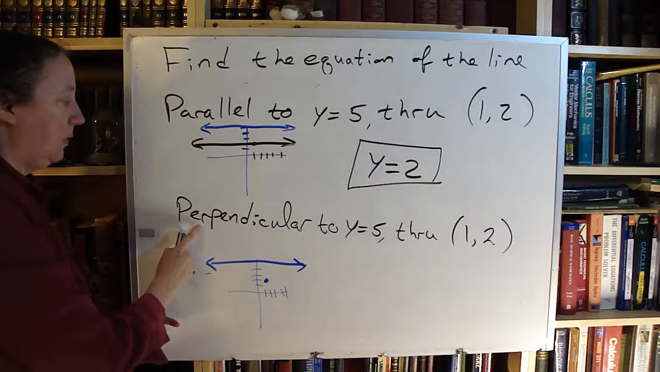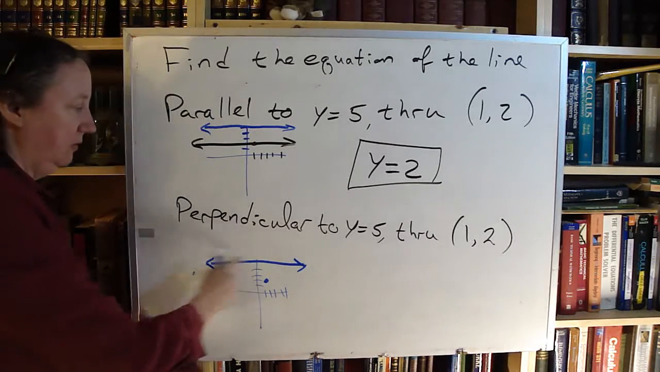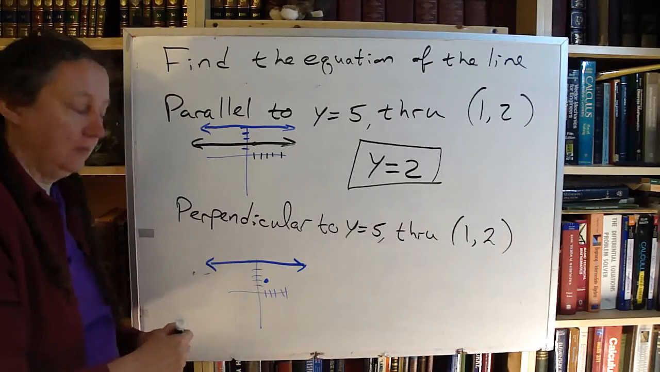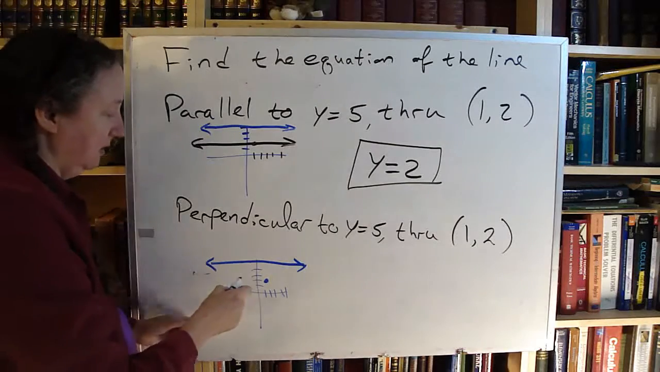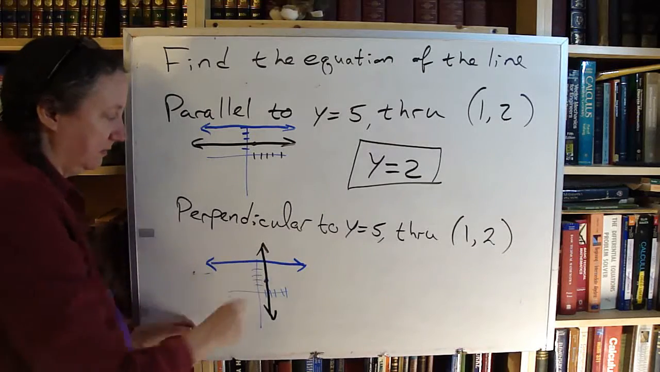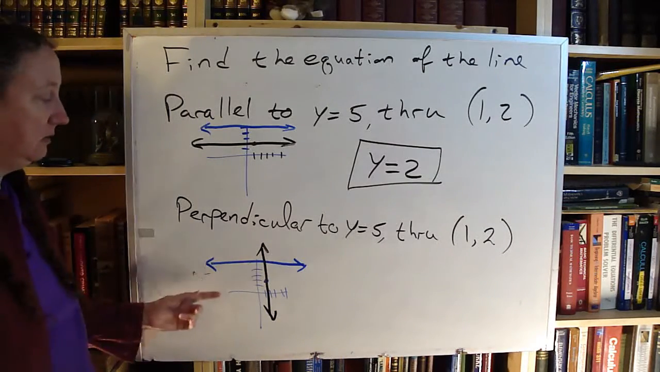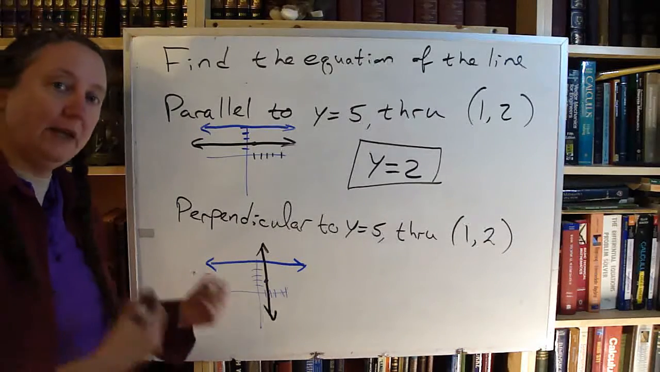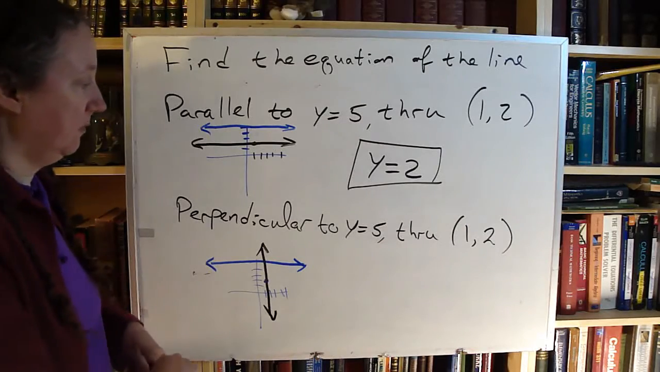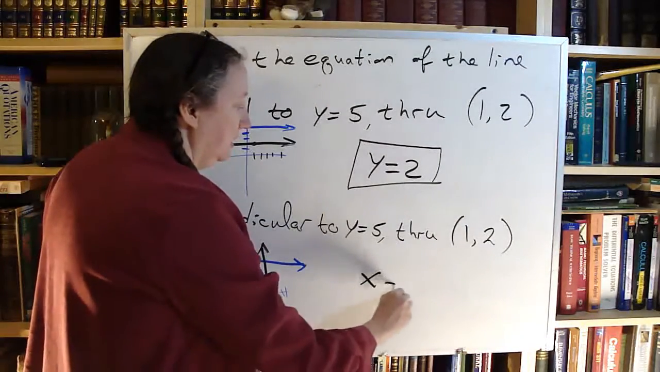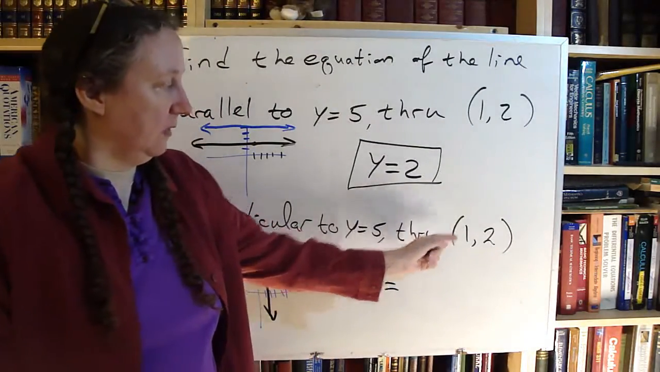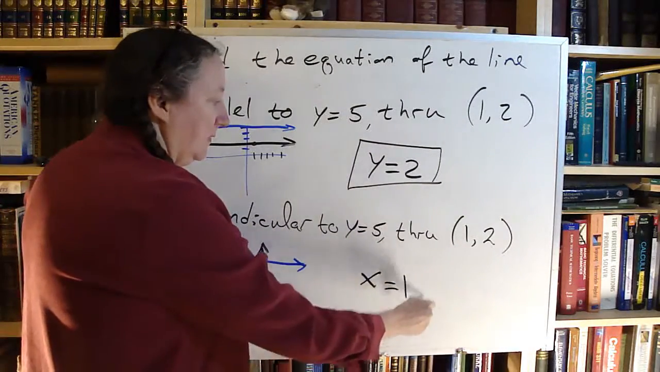But this time, I want my line to be perpendicular to this. So perpendicular means at right angles. My perpendicular line is going to be straight up and down. So if it's straight up and down, instead of being y equals a number, it's now going to be x equals a number. So I know that I now have x equals. What is my x value? 1. There is my answer.